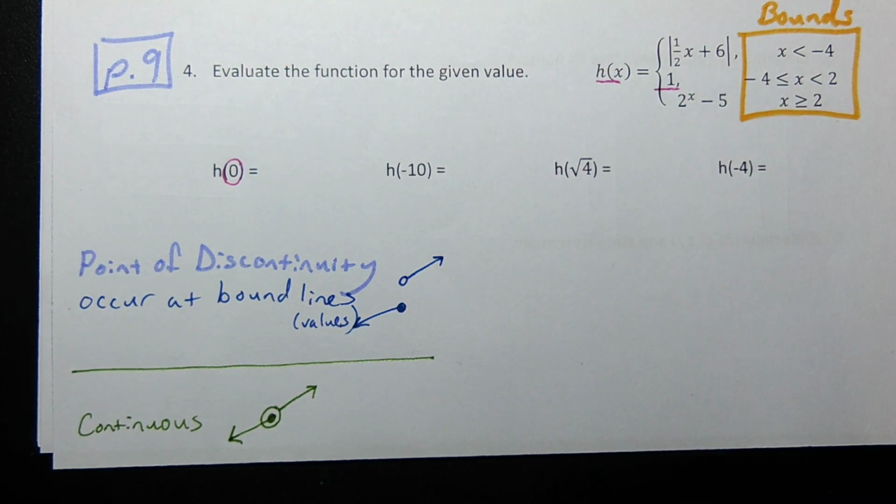Hey, wait, there's no place to plug in an x value of 0. So what is h of 0 equal to? 1, that constant value.